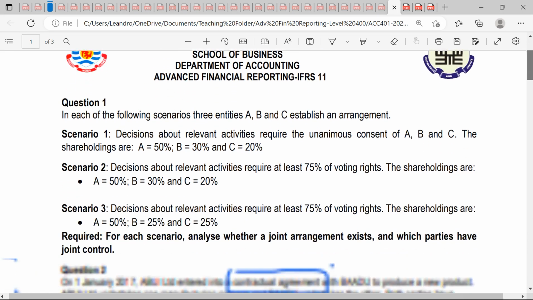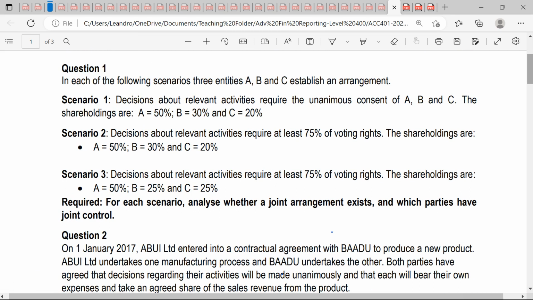So in question one, for example, you have been given three scenarios and the requirement is, for each scenario, analyze whether a joint arrangement exists and which parties have joint control. With IFRS 11, a joint arrangement is where two or more parties jointly control another entity. So you are just trying to establish that the control is in the hands of two or more.